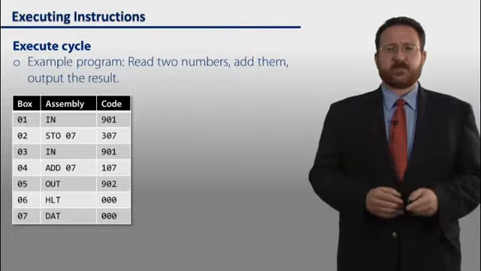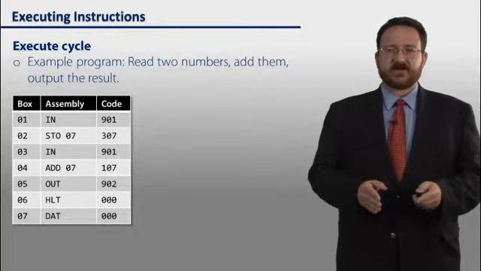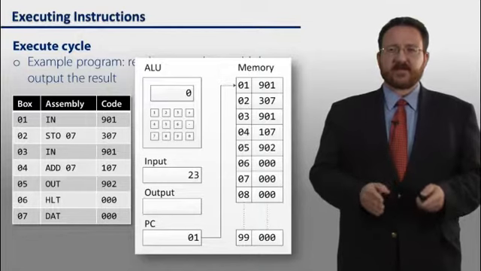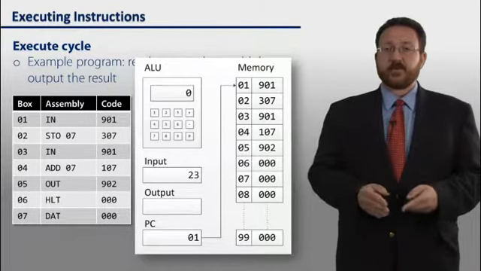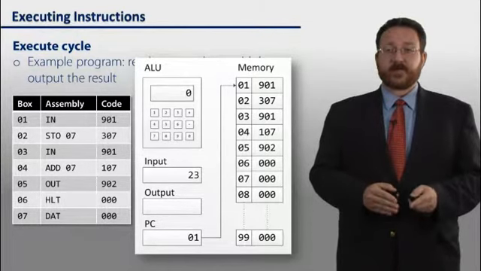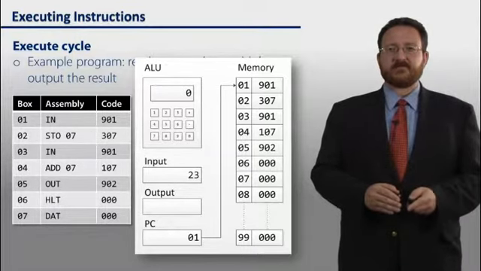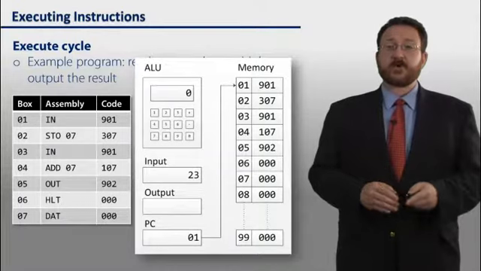So here's an example program. This reads two numbers, adds them together, and then outputs the result. So I'm going to put up a simplified version of the little man computer up here. So we have a calculator, that's the ALU, we have memory, we have input, output, we have a program counter. So let's look at that first instruction there. The program counter is at instruction 1, which means that we're going to go to mailbox 1 and we're going to look at what's there.